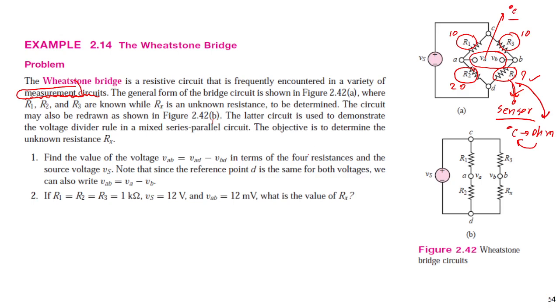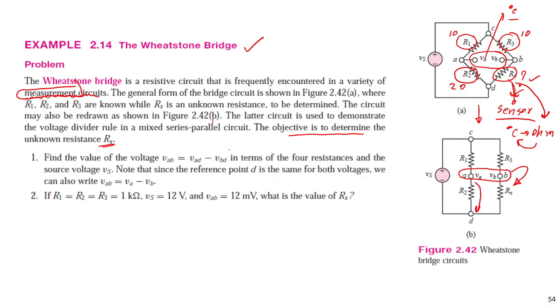So how do we calculate this circuit? This circuit can be written in this form, and the key index is the voltage between A and B for the Wheatstone bridge. The voltage between A and B can represent Rx. The objective is to determine Rx, so find the value of voltage VAB.